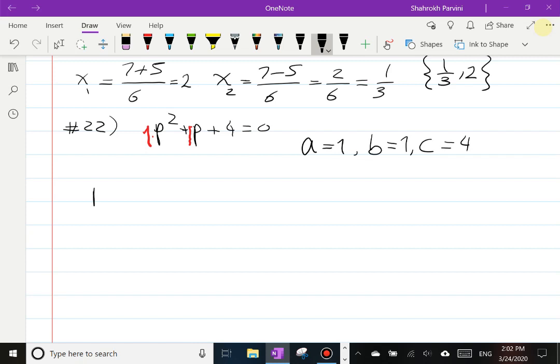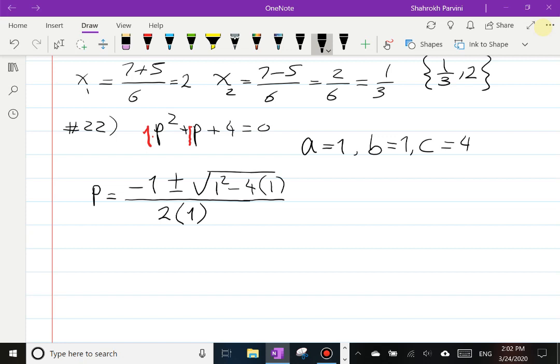So going to the formula, instead of X, now we change the variable to P, and it's going to be, here's 2 times A, which is 1, and then negative of B, which is 1 also, plus or minus the square root of B squared, that's 1 squared, minus 4, A is 1, and C is 4. And there you go. So it's going to be negative 1 plus or minus the radicand. 1 squared is 1, minus 16. That makes it square root of negative 15. All of that divided by 2.